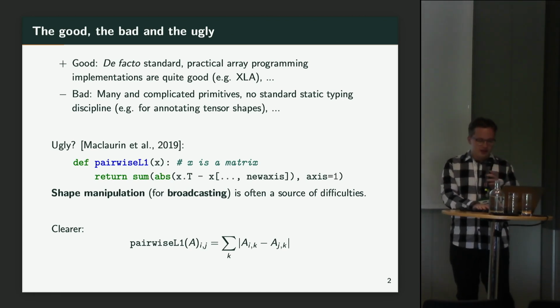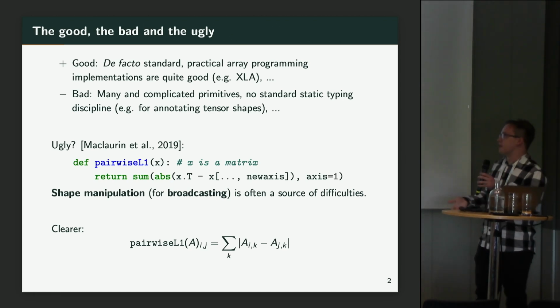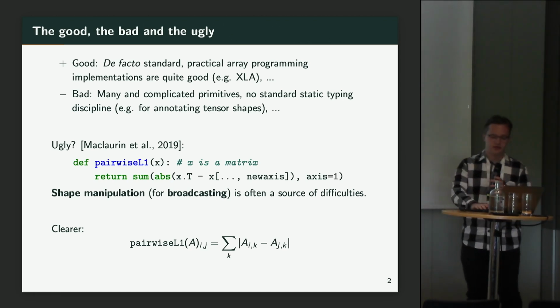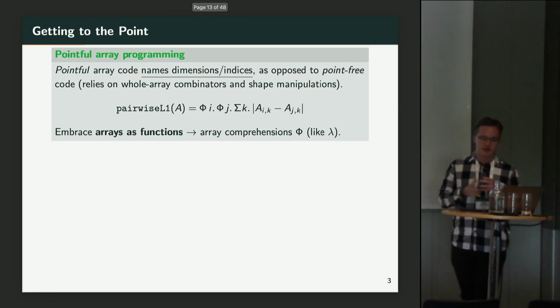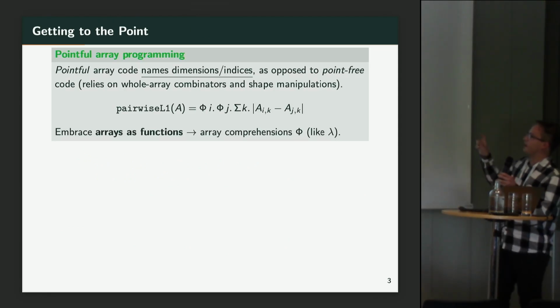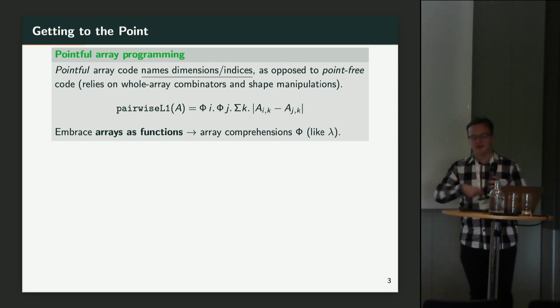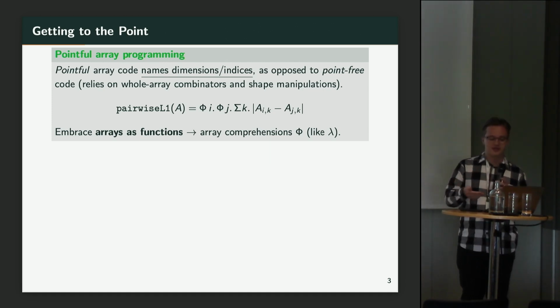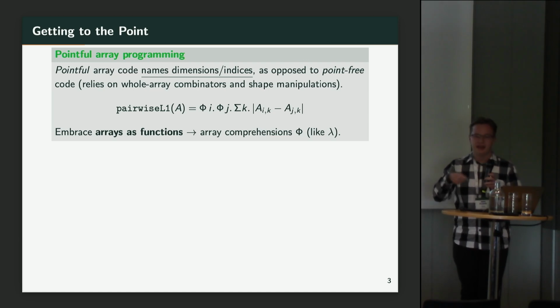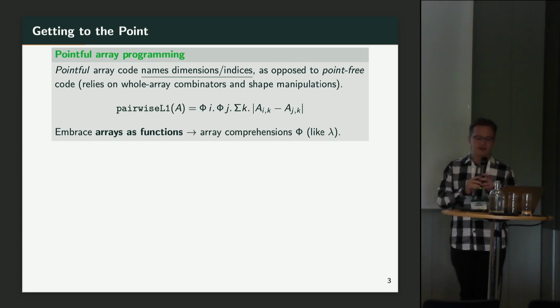So what if we could have a programming model where this is how the code looks? And this is the pointful array programming. The snippet here is essentially how my calculus for pointful array programming that I use throughout looks. This is not something that I've come up with. There have been tons of influences that go in this direction, but essentially pointful array code explicitly names its dimensions and indices instead of just manipulating shapes of arrays.